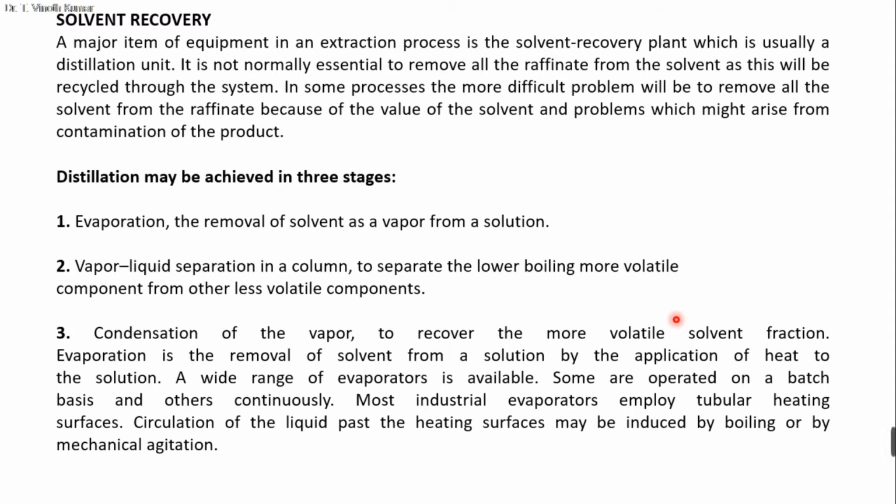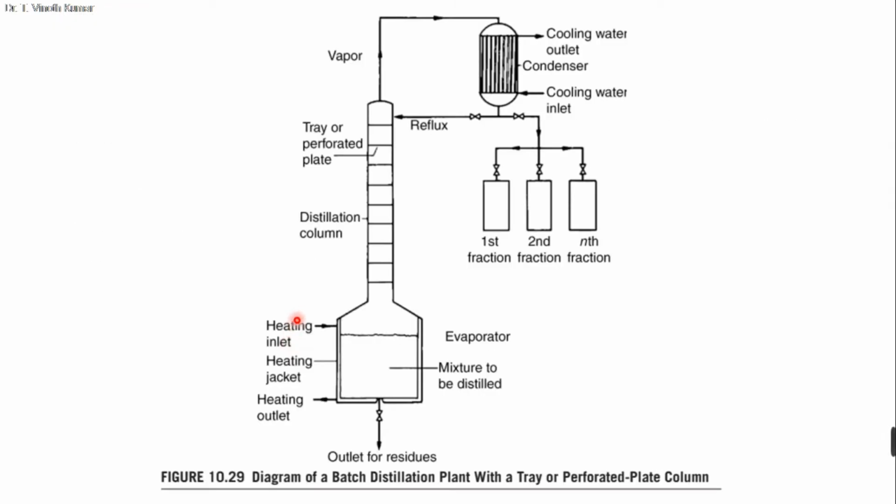And the solvent recovery, how we can recover the solvent. This solvent recovery is possible only with the distillation process and evaporation, the removal of solvent as a vapor from the solution, the vapor-liquid separation in a column, and the condensation of the vapor. So that is explained in this diagram: the diagram of batch distillation process with the tray and perforated plate column.